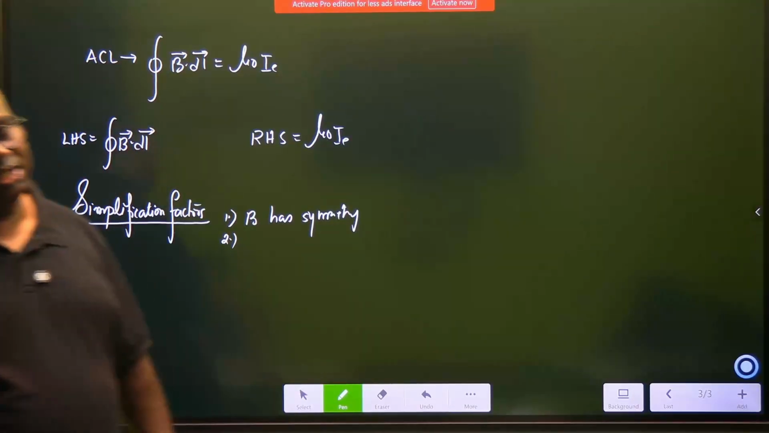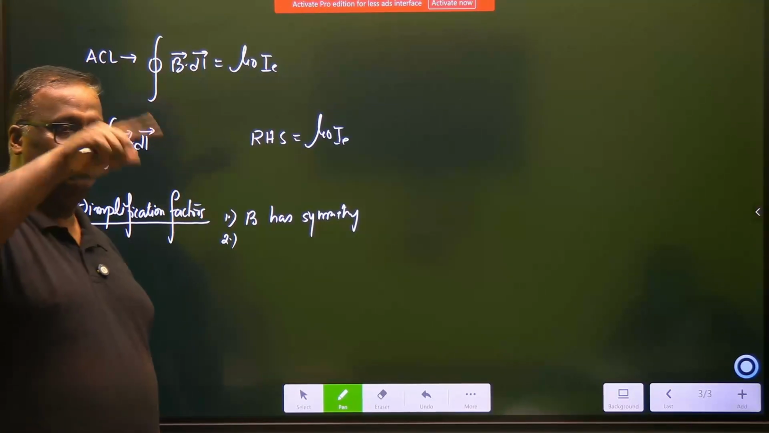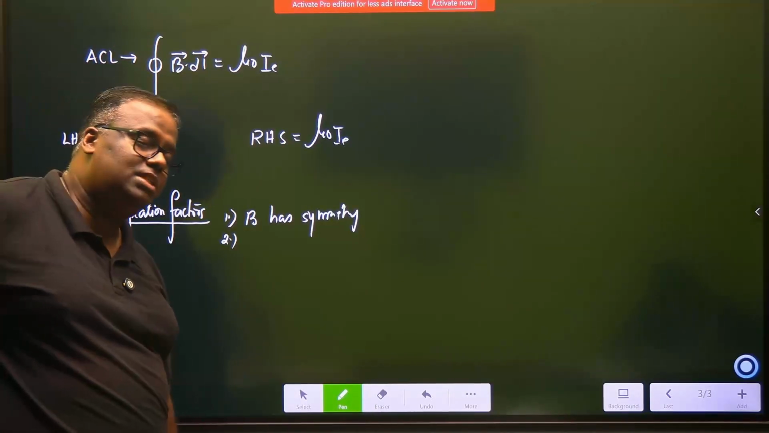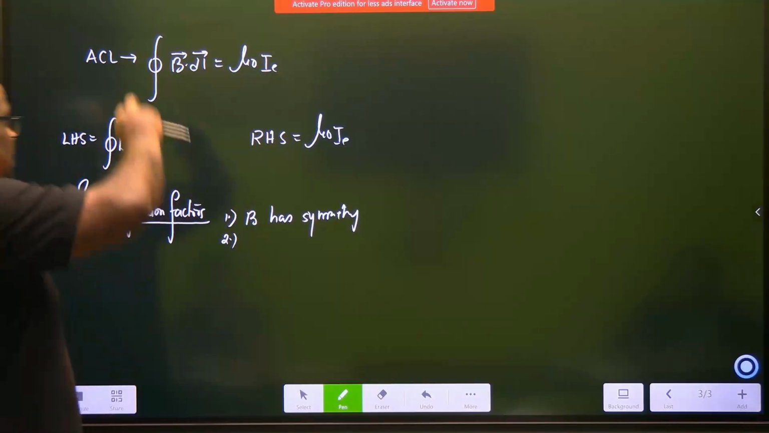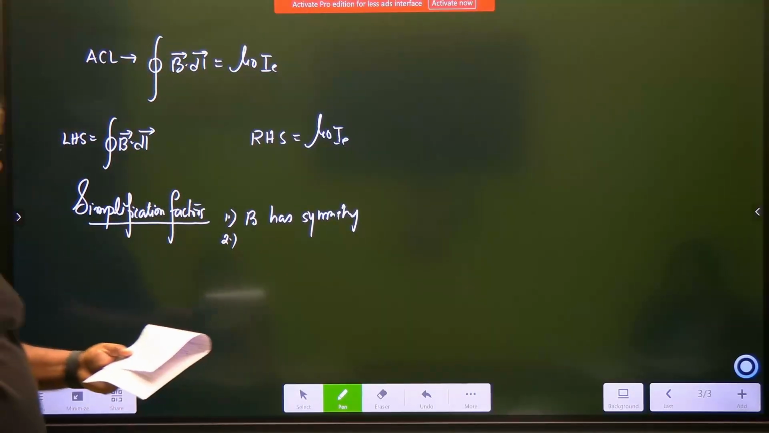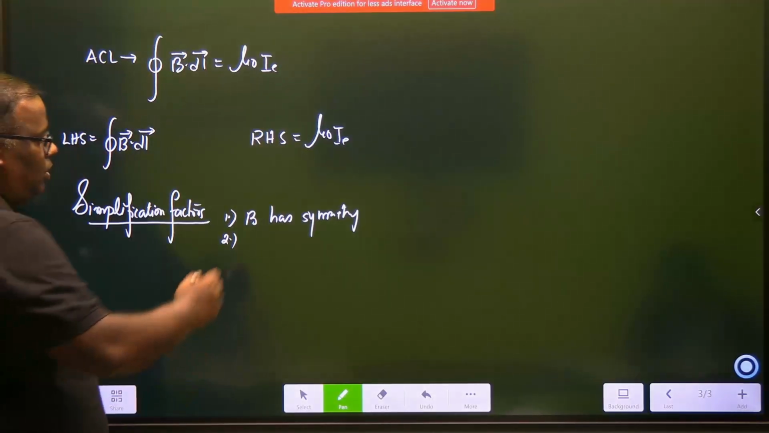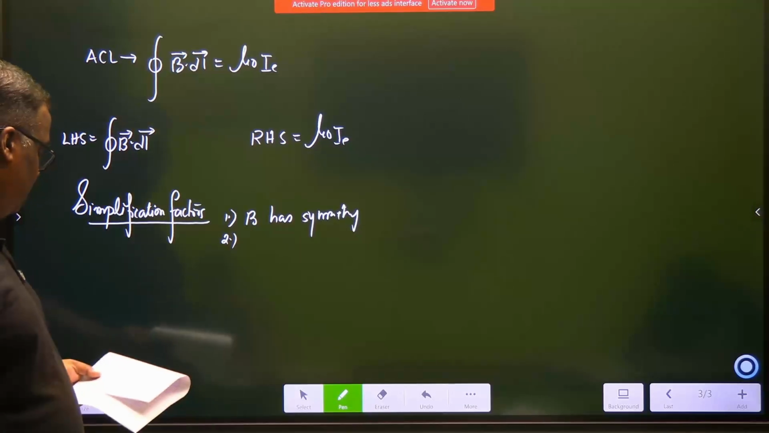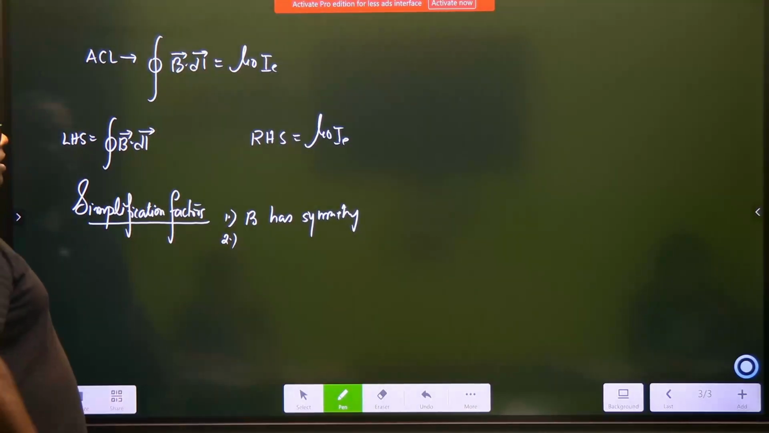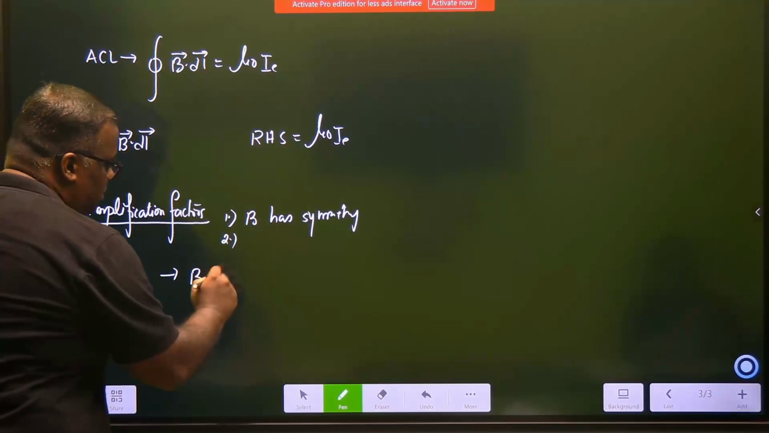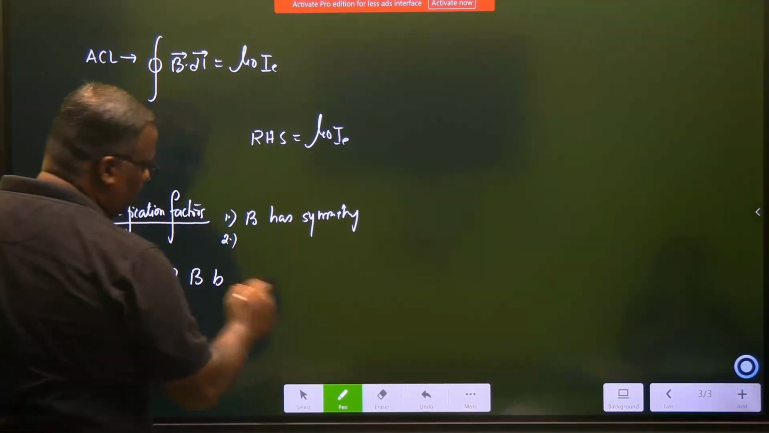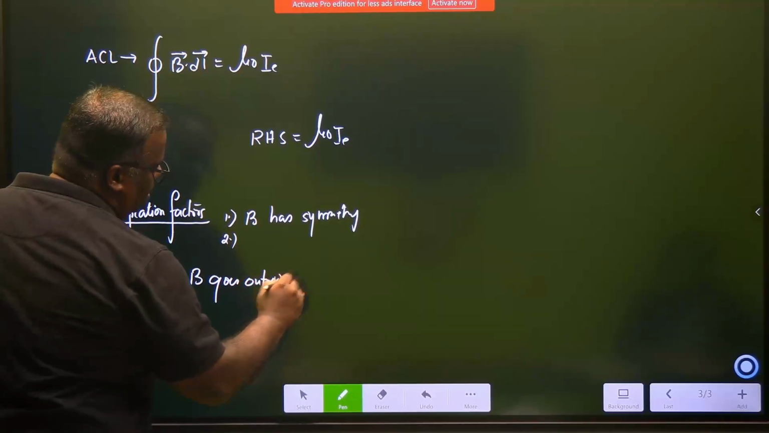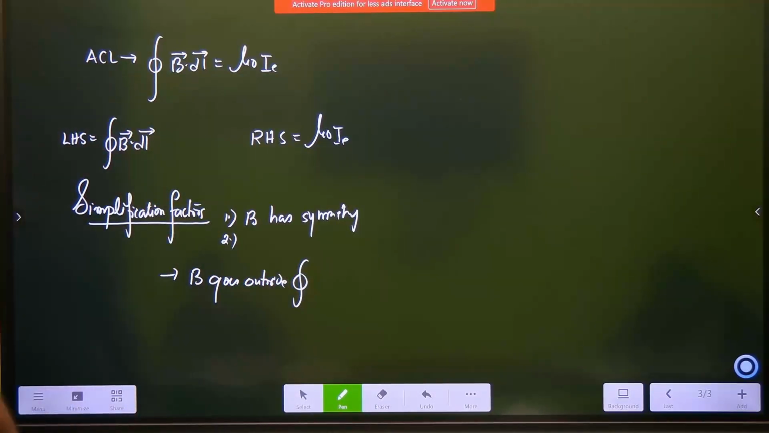If B is symmetric, then it is easy for you to simplify or conceptualize B. And if B is the same, then B can be a constant and it can be taken out. You just integrate dl. Okay, so have you written the 3 points? B has symmetry, B is same at all points, and the third point you can write, B is tangential to the loop. Then based on this, B comes outside the closed integral. Then your job becomes easy.